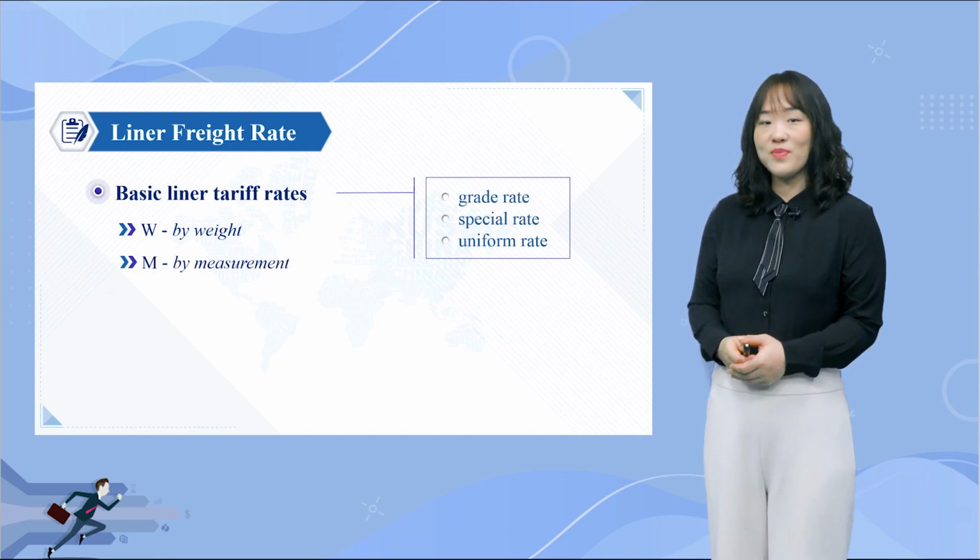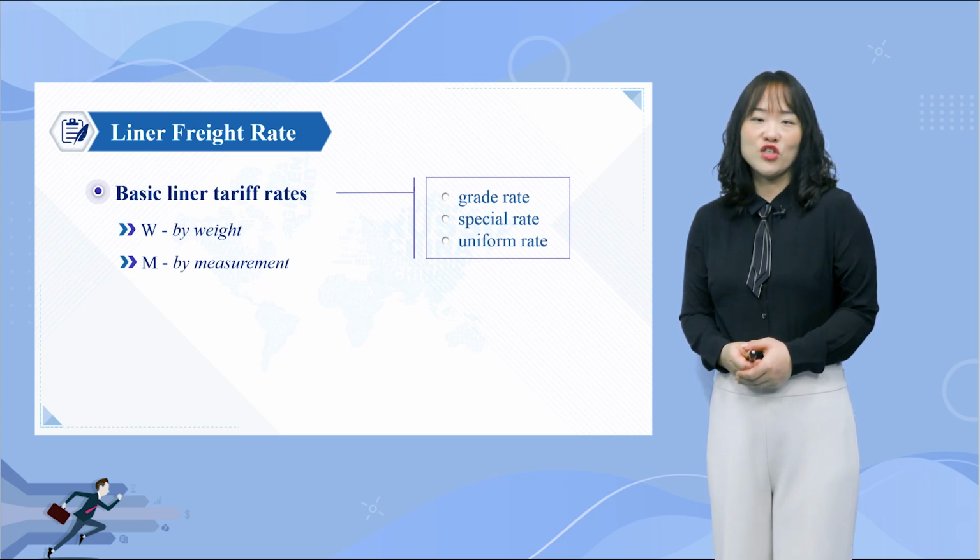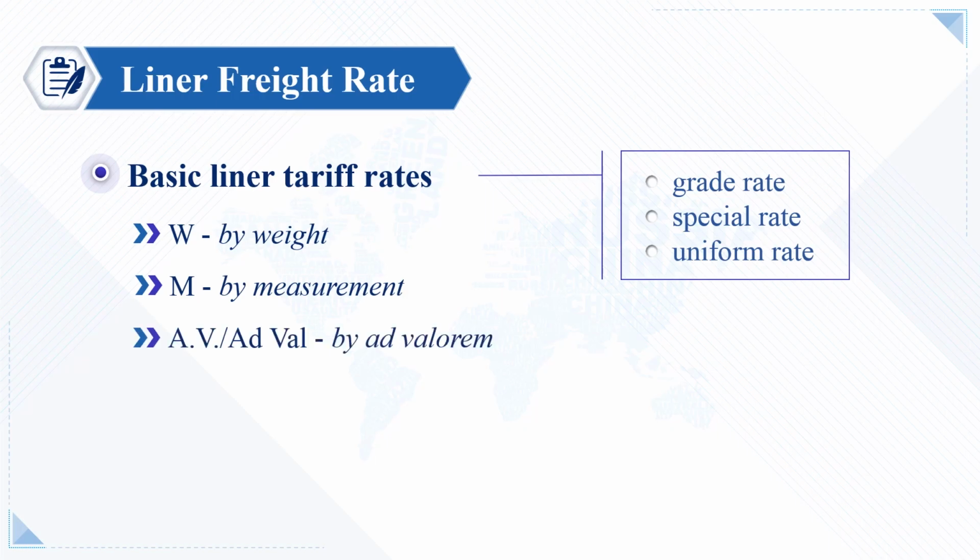Second, by measurement. It is indicated by M in the tariff. The freight rate is charged according to volume. Often, light cargoes are charged on this basis. Third, by ad valorem. It is indicated by AV or ad val in the tariff. The rate is charged according to value of the cargo, usually at a percentage between 1% and 4% on the value of such goods as gold, silver, precious stones, and valuable drawings and paintings.